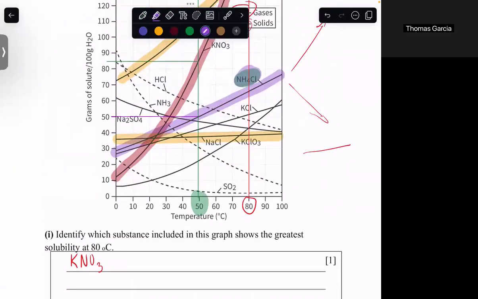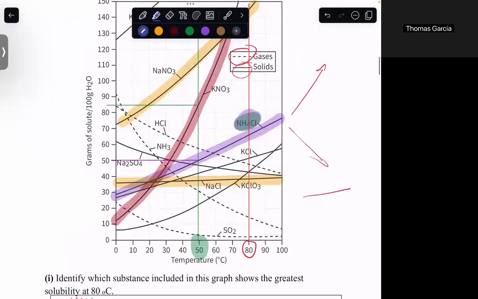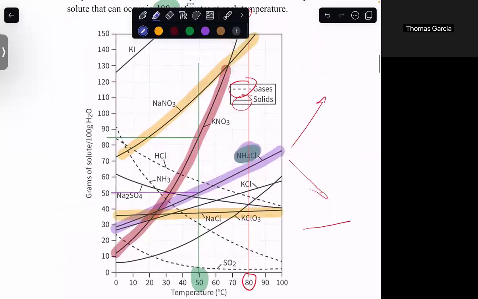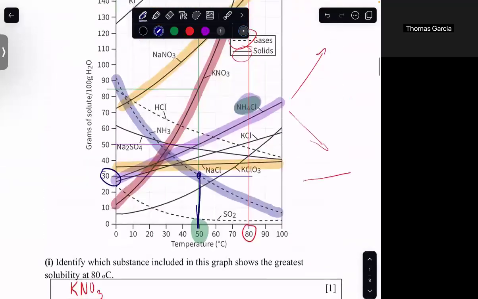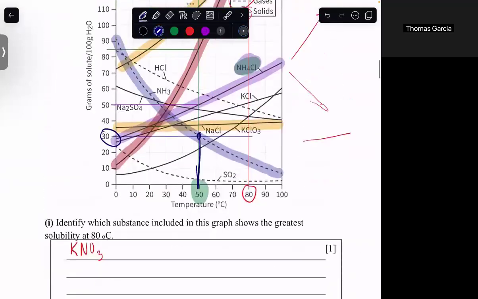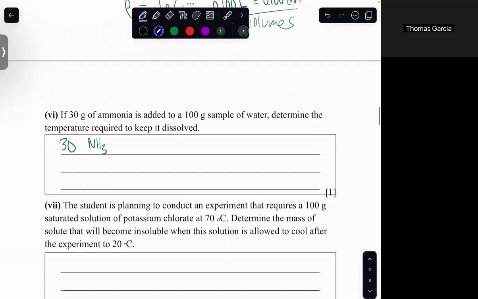And I'll pick a different color highlighter this time. Let's go blue. All right. Ammonia. We have to find our ammonia. There it is. We have to find 30 grams, and I will use a blue line for this. 30 grams. All right, and it looks like we intersect right here, right about 50 degrees. So for our answer, our temperature needs to be 50 degrees to keep it dissolved.